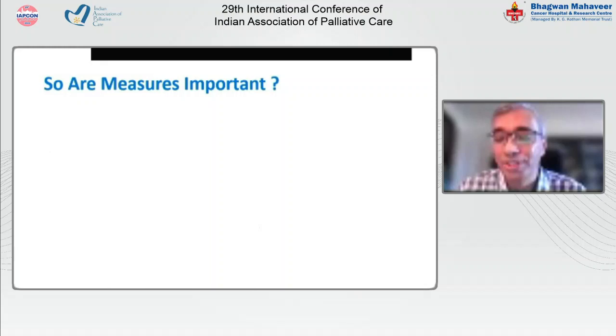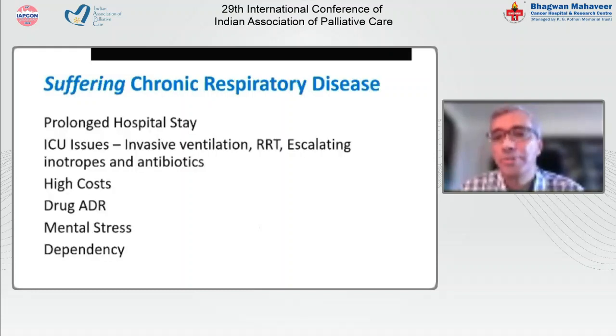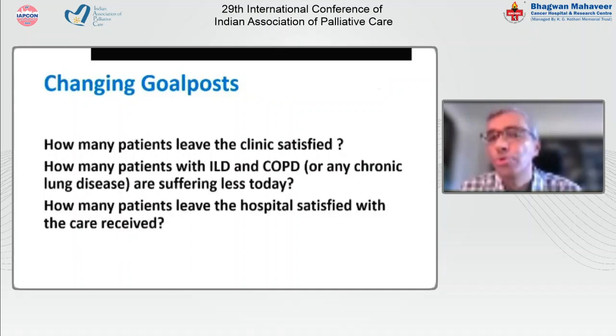Drucker said, if you can't measure it, you can't improve it. The pain and the issues in intensive care, invasive ventilation, renal replacement therapy and dialysis, escalating inotropes, antibiotics, high costs, drug side effects, mental stress, and just the dependency. Who is measuring this? I haven't seen anyone measure this in a hurry in any private healthcare setting, not in a hurry at least. So those goalposts need to change.